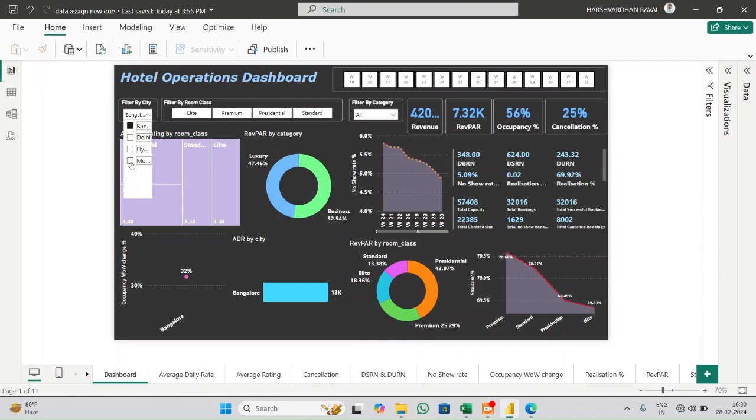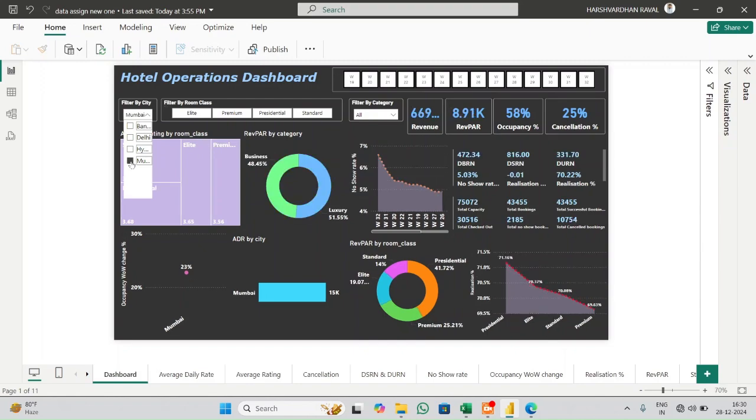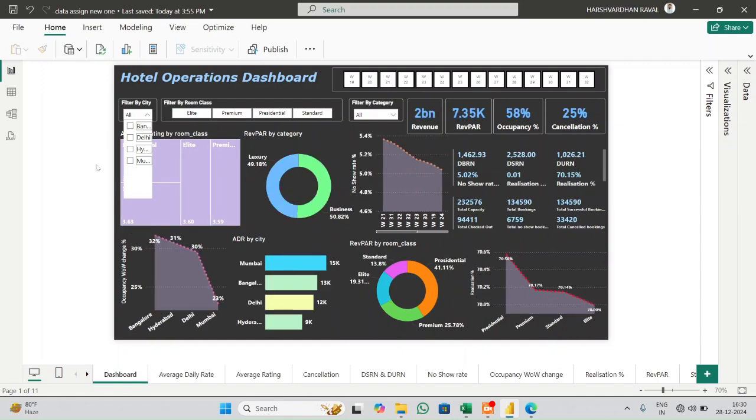So even though the occupancy is 58% in Mumbai, the revenue is 669 million, which contributes to 2 billion revenue. 669 is only contributed by Mumbai. So I can say that let's focus more on increasing the occupancy and decreasing the cancellation in Mumbai, Hyderabad, followed by Bangalore and then Delhi. So this type of analysis, conclusion and strategy making can be done.